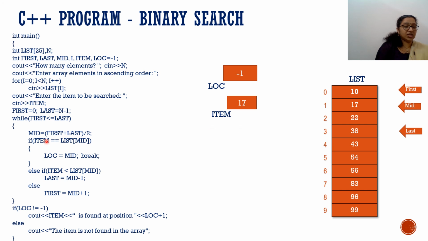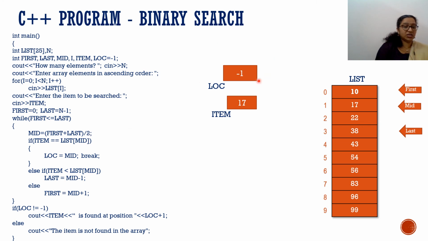Now we are checking, is item equal to list of 1? List of mid, where the mid value is 1 now. Yes, it is. Both are 17. Item is 17, list of 1 is equal to 17. So both are equal. If it is equal, we can set the mid position to location.